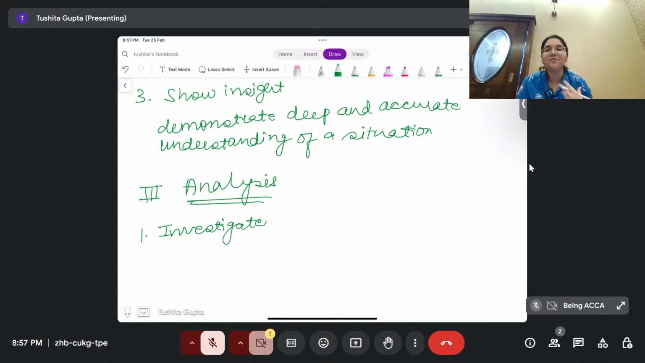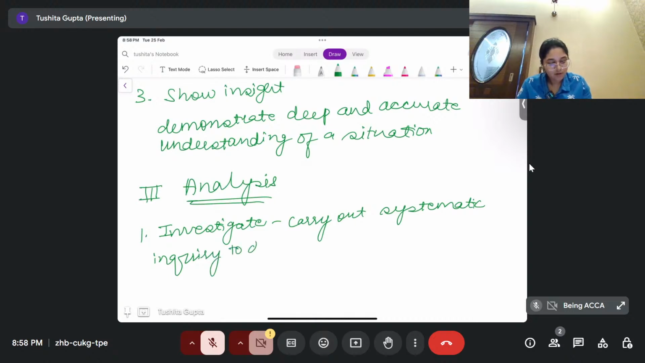Investigate means trying to find out about something on your own. So who is the best investigator of all time? Sherlock Holmes, right? So Sherlock Holmes, what does he do? He carries out an inquiry to discover the facts of a situation. So if somebody has been murdered, who has murdered that person? So that all is done via an investigation. So what happens in an investigation? You carry out systematic inquiry to discover the facts of the situation.